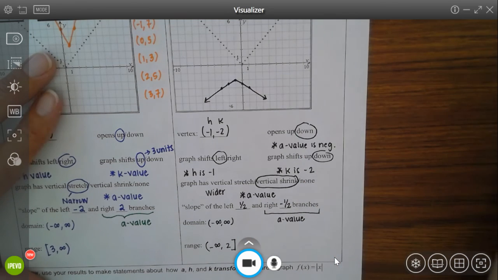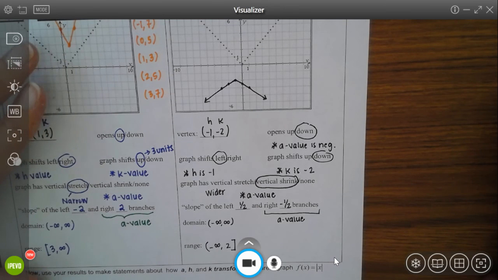So I hope that helps with the graphing example. Let me know if you have any more questions.